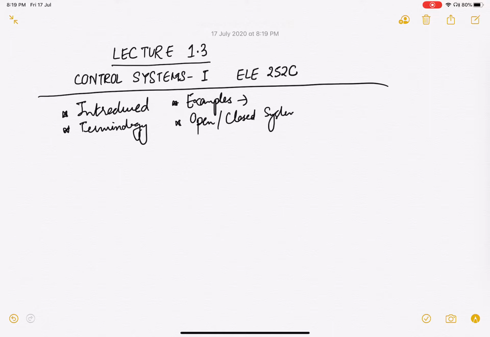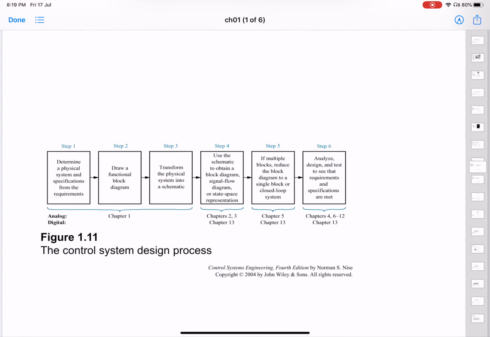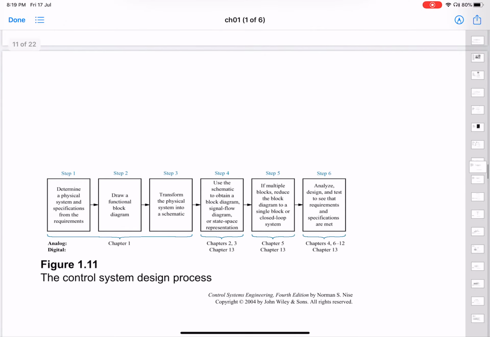So today we are going to talk a little more in detail about the design process, the design process that a control system engineer actually follows for fulfilling his objective, which is to design a controller for a particular system. So I'll continue with the slides that I was showing you last time. This is the basic diagram from the book, right?